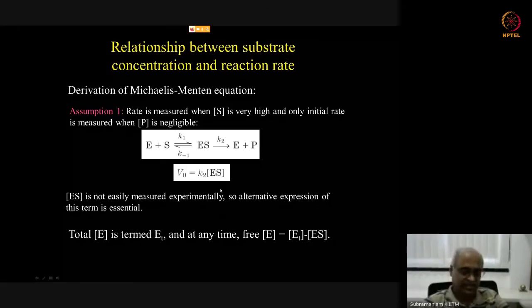And we can't readily measure ES, I just told you. Due to this, we need to rearrange this. And that is what Michaelis and Menten did.